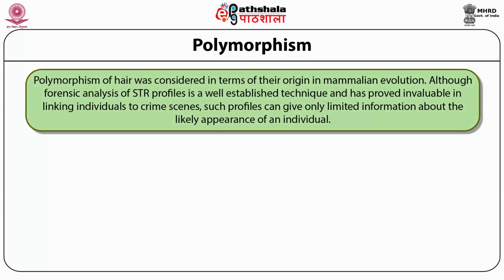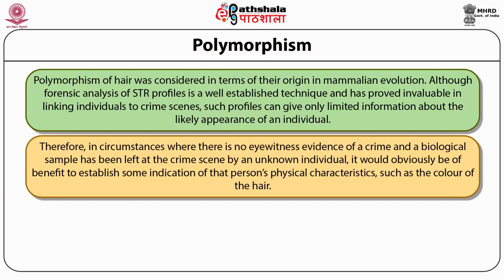Polymorphism. Polymorphism of hair was considered in terms of its origin in mammalian evolution. Although forensic analysis of STR profiles is a well-established technique and has proved invaluable in linking individuals to crime scenes, such profiles can give only limited information about the likely appearance of an individual. Therefore, in circumstances where there is no eyewitness evidence of a crime and a biological sample has been left at the crime scene by an unknown individual, it would obviously be of benefit to establish some indication of that person's physical characteristics, such as the color of the hair.